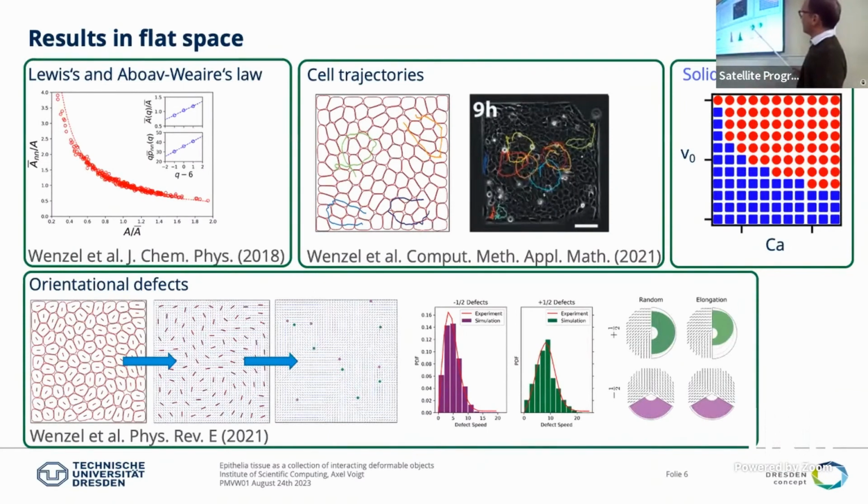Here, for example, is the difference between the purely random model for the activity and this elongation model. For the random one, there is no difference. In the elongation model, the +1/2 defects move in the direction of the defect. Okay, so that's in 2D, and there are other things.